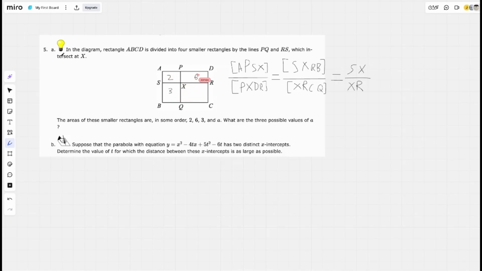So here's 2, here's 6, and then if this area is 3, then by this condition, APSX over PXDR is 1 over 3, because 2 over 6 is 1 over 3, and then SXQB divided by XRCQ must also be 1 over 3. However, you have that SXQB is equal to 3. So that means that XRCQ must equal 9. So one value of A is equal to 9 then.